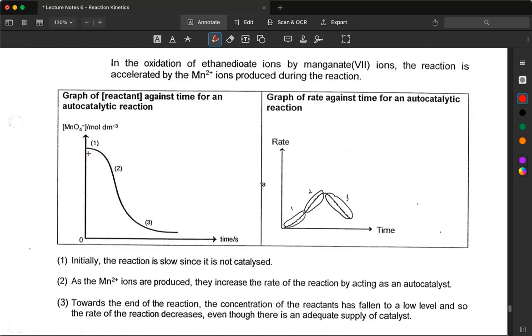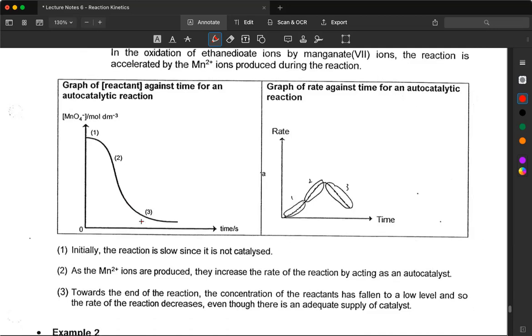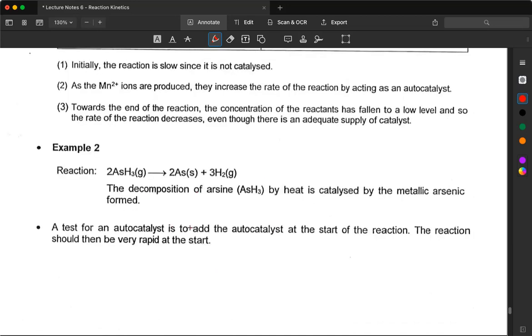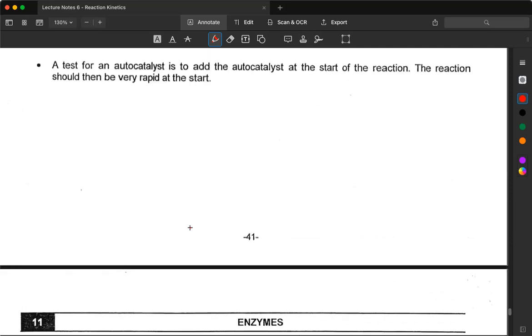So they ask you, what could have happened? Answer: the product is a catalyst. As the catalyst forms, it increases the rate of reaction by acting as an autocatalyst. But towards the end, because the reactant concentration also falls, even if there is a catalyst, no use, the rate of reaction will still decrease. If you convert this to this, it will look something like that. Okay, this is another example. To prove that something is an autocatalyst, you should add it at the start. If it is indeed an autocatalyst, it will be super fast.